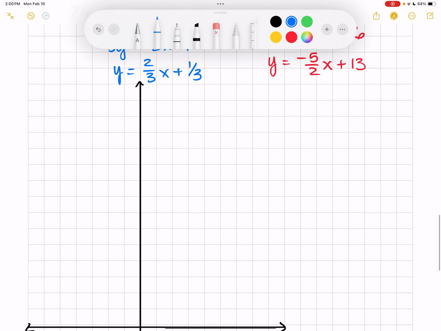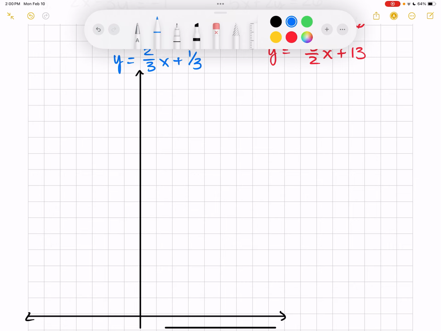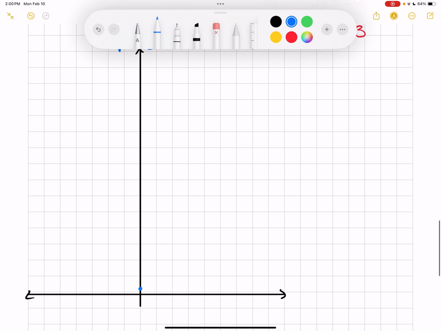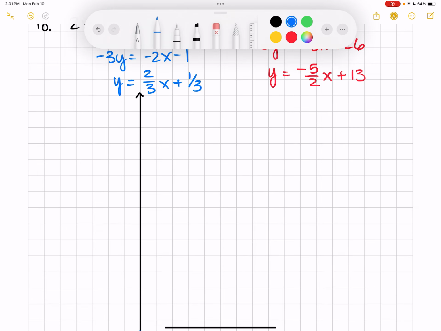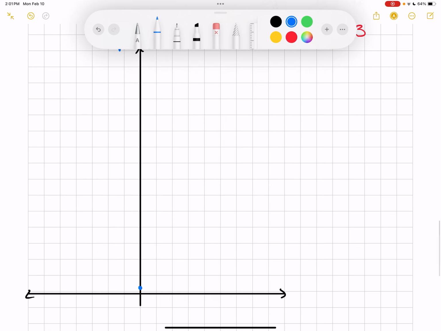All right, so the first one, this one's a weird one, but 1/3 is my y-intercept. So that means I need to approximate here about 1/3. Now, my slope is 2/3. Just as a refresher, that means I go up 2, right 3. I don't go up 2/3. I go up 2, a little bit past 2, and right 3. So it'd be 1, 2, and then 1, 2, 3. So it would be right here.